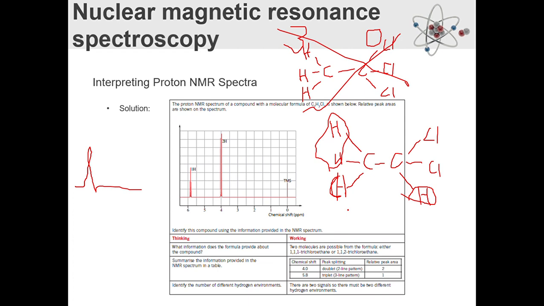Or you can just count the peaks, which is the second way. Third way is splitting: the 1 hydrogen is split into a triplet, aka this hydrogen sees 2 protons, splits into a triplet. These 2 see 1 hydrogen, split into a doublet. However you do it, up to you.